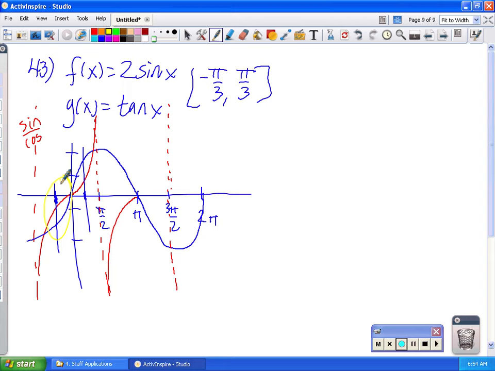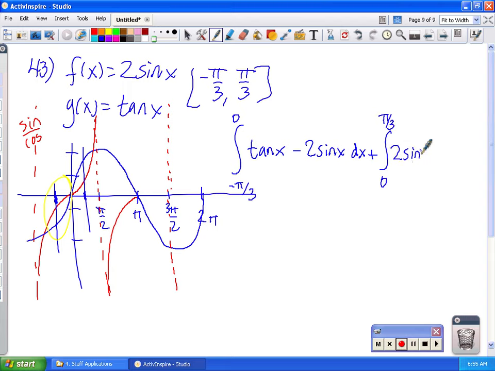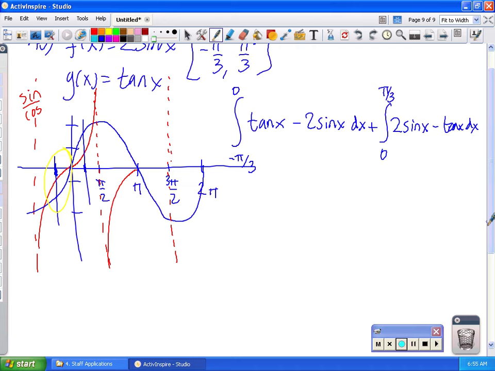So basically, what you have going on here is you're going to collect the area starting at negative pi over 3 to 0, which is where everything changes. The tangent curve is on top first, minus the sine curve dx. And then we're going to add that to the area that we collect from 0 to positive pi over 3. The sine curve is on top, minus the tangent curve is on bottom. Now we're going to find the antiderivative of tangent. We're going to find the antiderivative of sine.